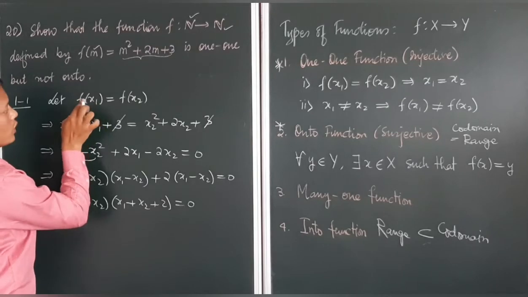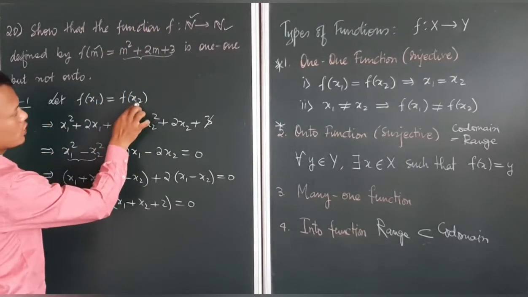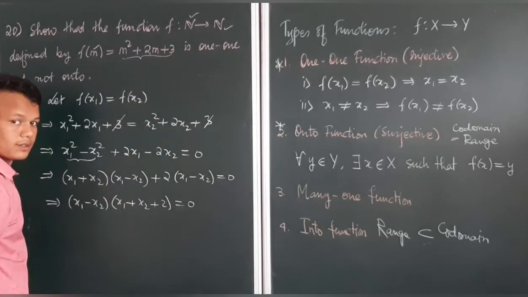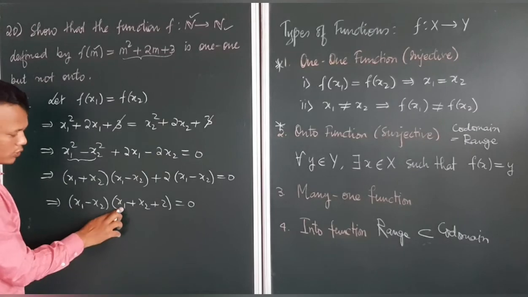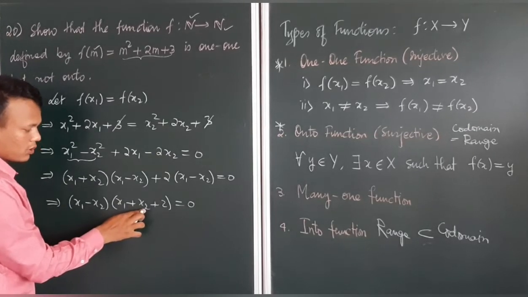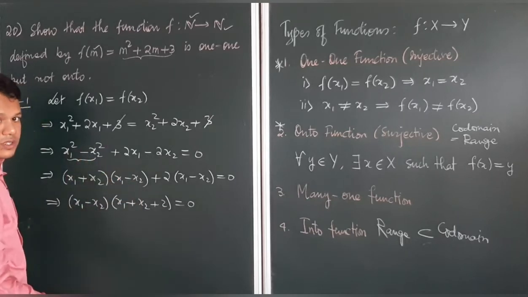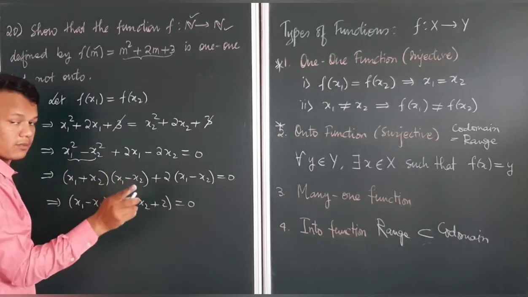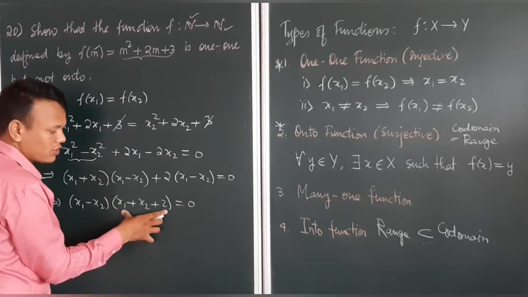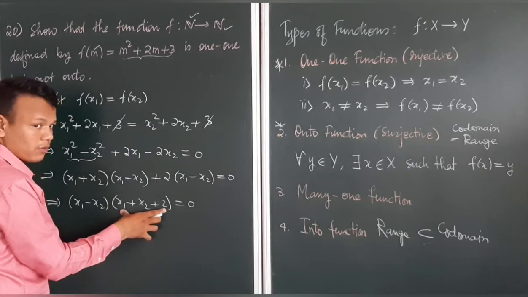Yes, so x1 is a natural number. Similarly, x2 is also coming from the first set, so x2 is also a natural number. So natural number plus natural number plus 2 is always positive. Choose any values for x1 and x2; they have to be natural numbers. So altogether this will be positive, so this cannot be 0 because it is positive, isn't it?